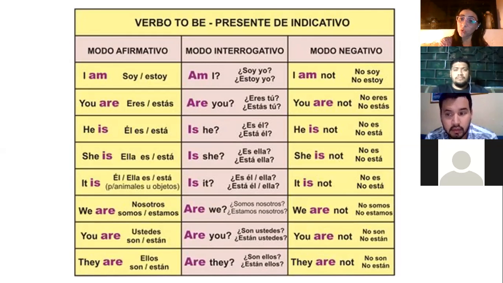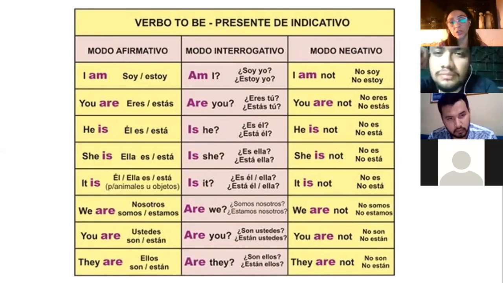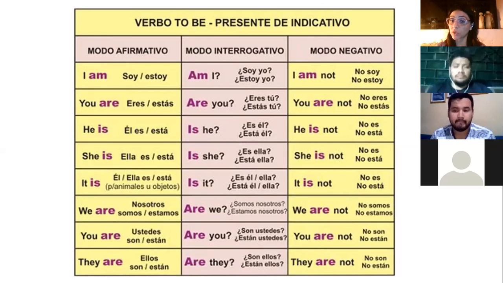Yeah? If you look at this chart, you have you are, eres or estás. He is, es o está. All right. So we have those two meanings in Spanish, but it's only one use in English. Okay. So sometimes it's a little bit difficult to understand. Okay. Same thing for the questions and the same thing for the negatives.